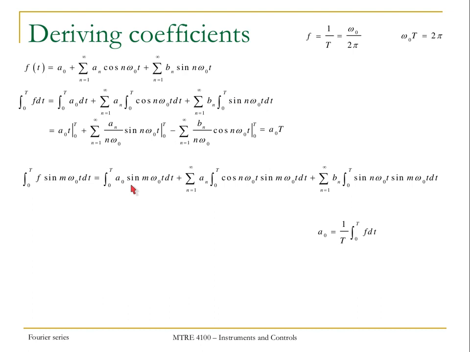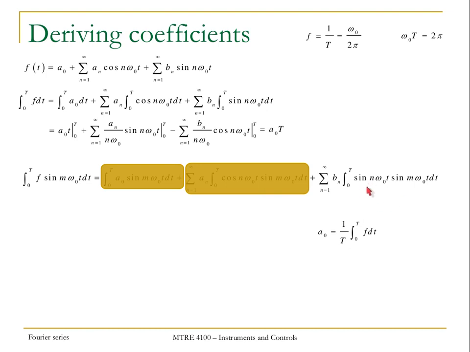We're evaluating this integral of sine m omega naught t from 0 to 2 pi, because remember the product of T and omega naught is 2 pi. So 0 to 2 pi. So this integral is going to be 0. And here we have cosine times sine from 0 to 2 pi, which is also 0.